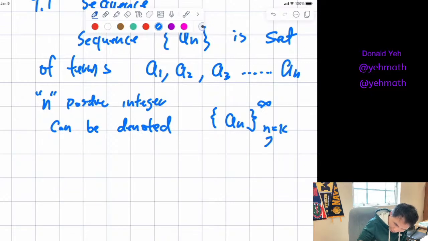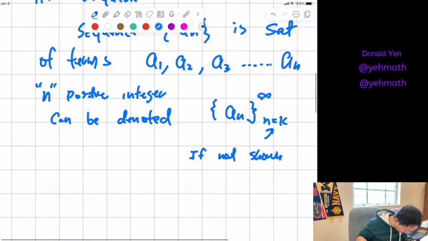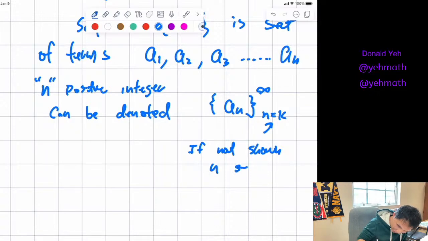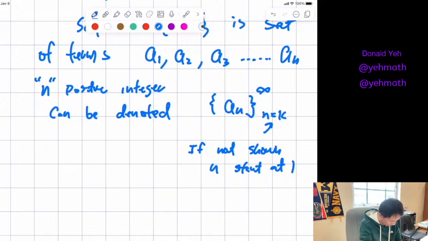Now, this part, if it's not showing, n starts at 1. If it's not shown, then it's going to be n at 1. So it can be 2 or 3 or 4. It can start at the second term. It can start at the third term. Right.